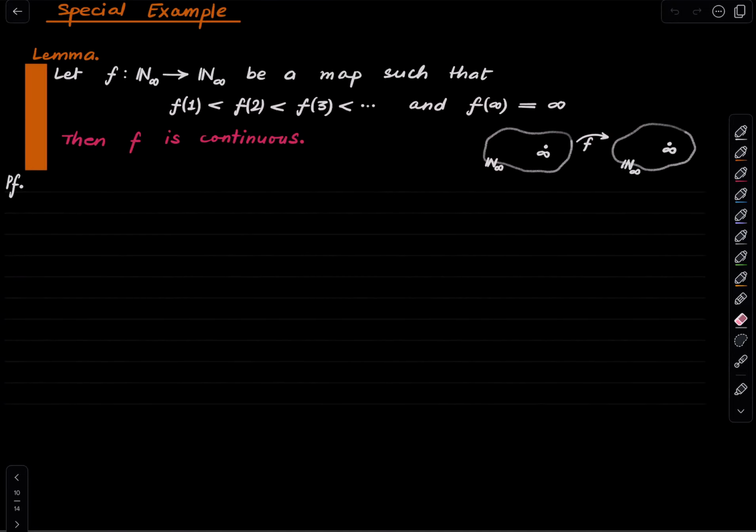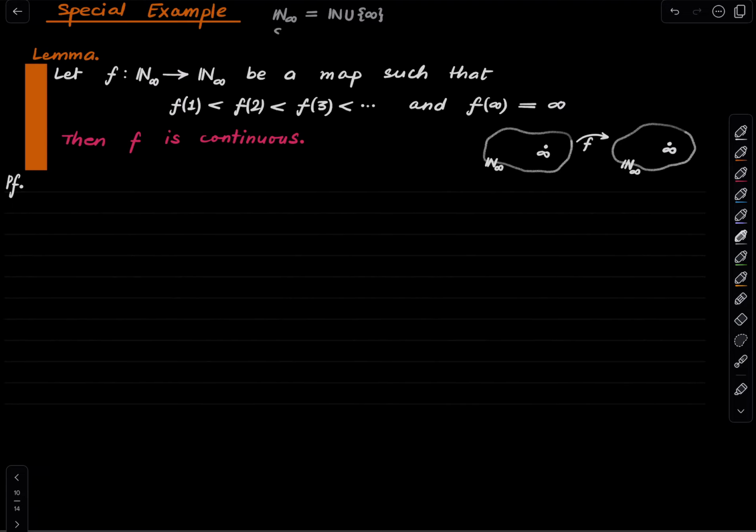Okay, so now for an interesting example. So recall this space. What is the topology on it? First of all, what is that set? The set is the natural numbers along with a special symbol denoted as infinity. And what is the topology on it?